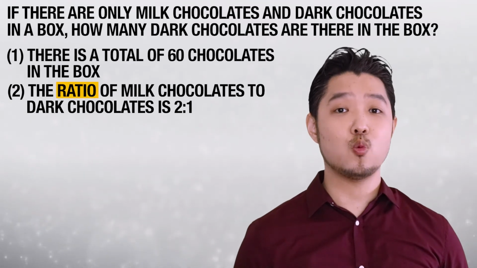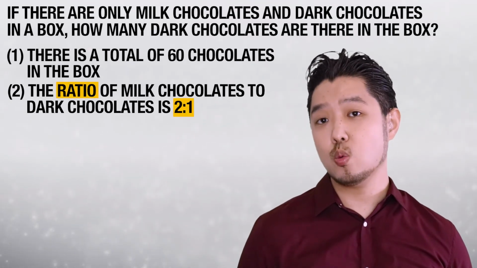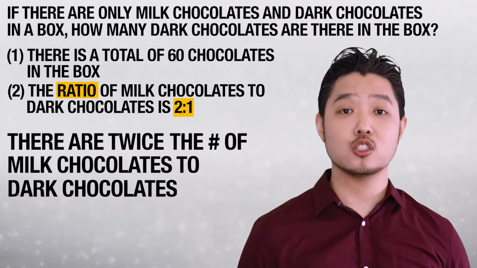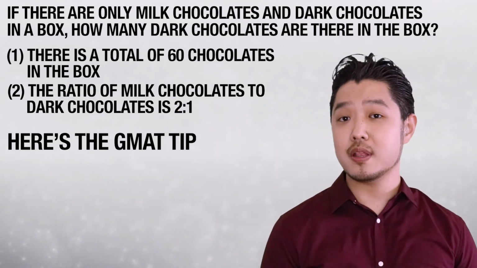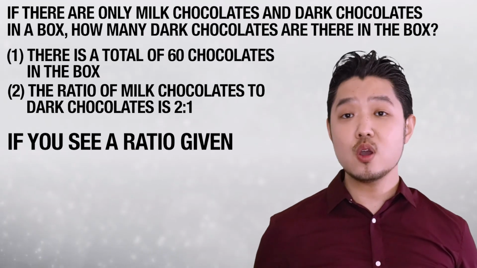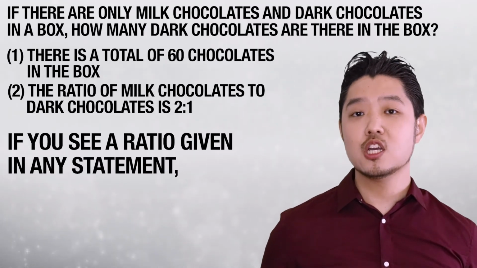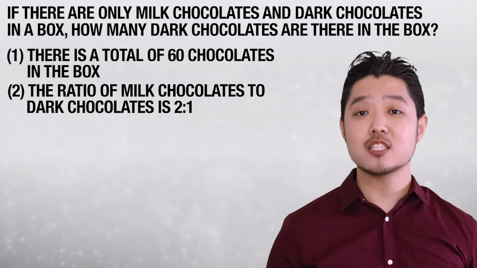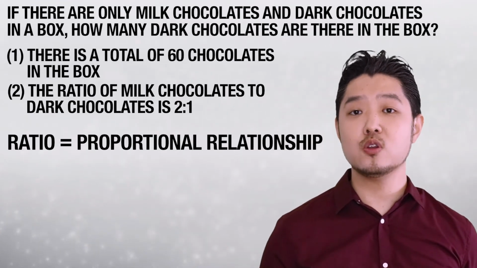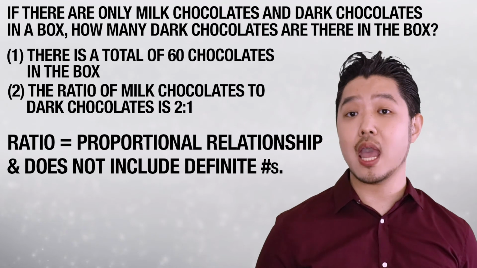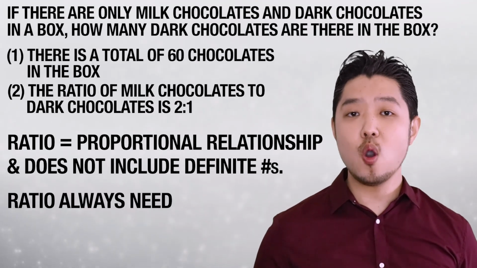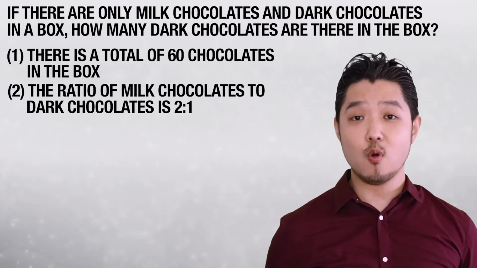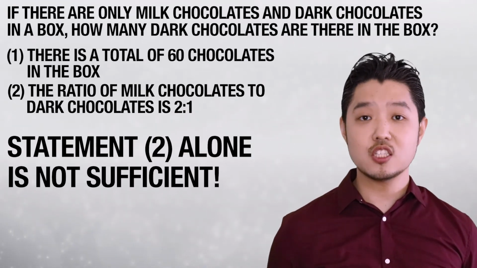Now, we look at statement 2. It gives us the ratio of M to D, which is 2 to 1. This means there are twice the number of milk chocolates to dark chocolates. Now, here's the GMAT tip you need to memorize. If you see a ratio given in any statement, just know that that statement alone is not sufficient. That's because the ratio is the proportional relationship and does not include any definite numbers. Ratio always needs one definite number to deduce another number. Therefore, statement 2 alone is not sufficient.